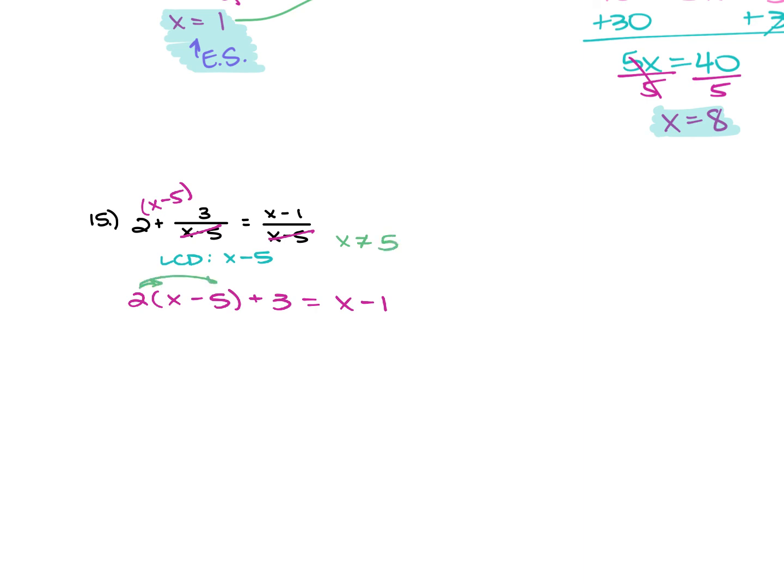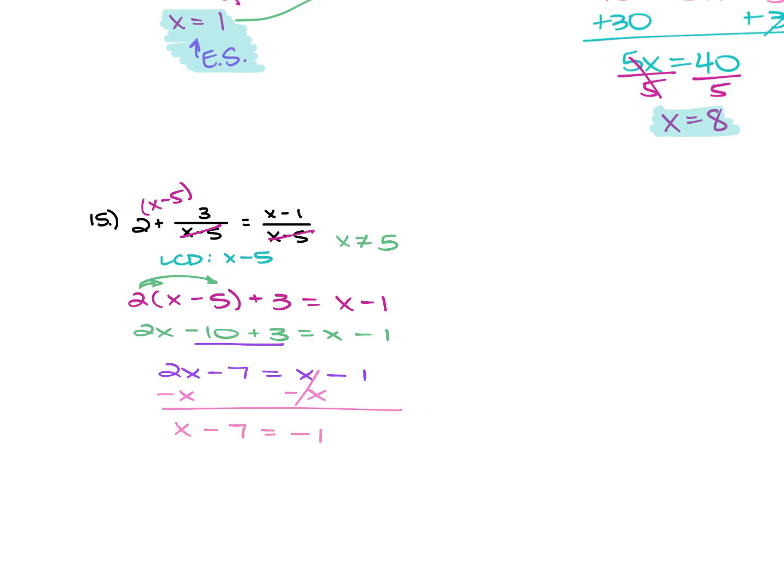Distribute your 2. That gives you 2x minus 10 plus 3 is equal to x minus 1. Combine your like terms on the left side. That's 2x minus 7 is equal to x minus 1. Move your x over, subtract it from each side. That gives you x minus 7 is equal to negative 1. Move your 7 over, add it to both sides. You get that x is equal to 6. 6 is not 5, so it's good. That is your answer.